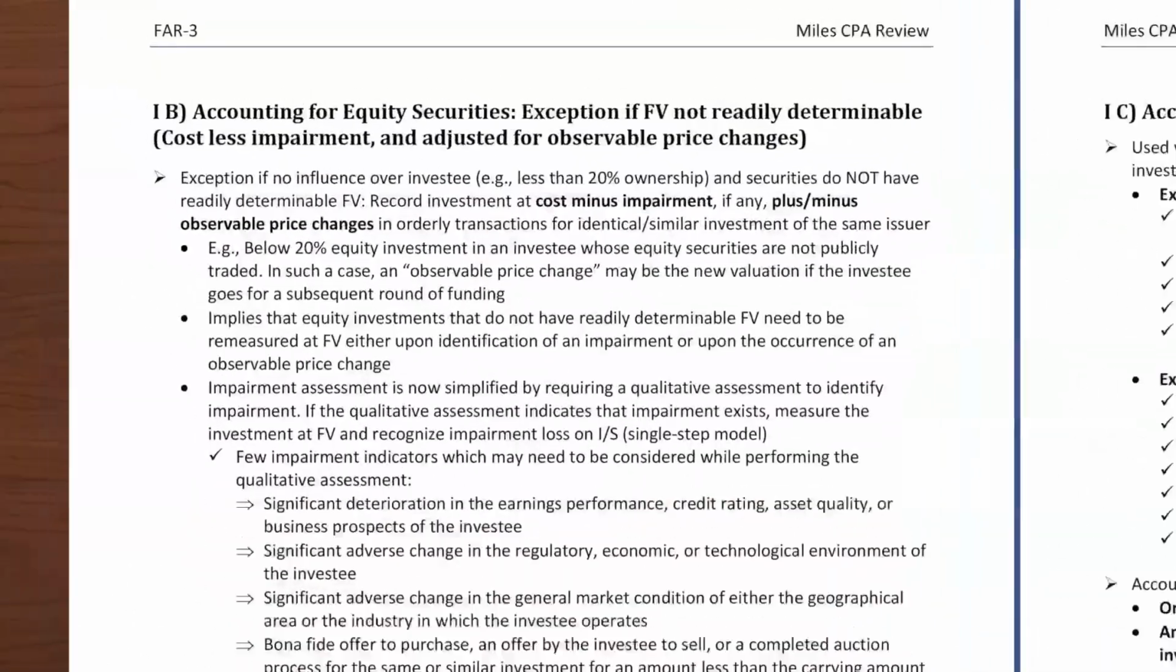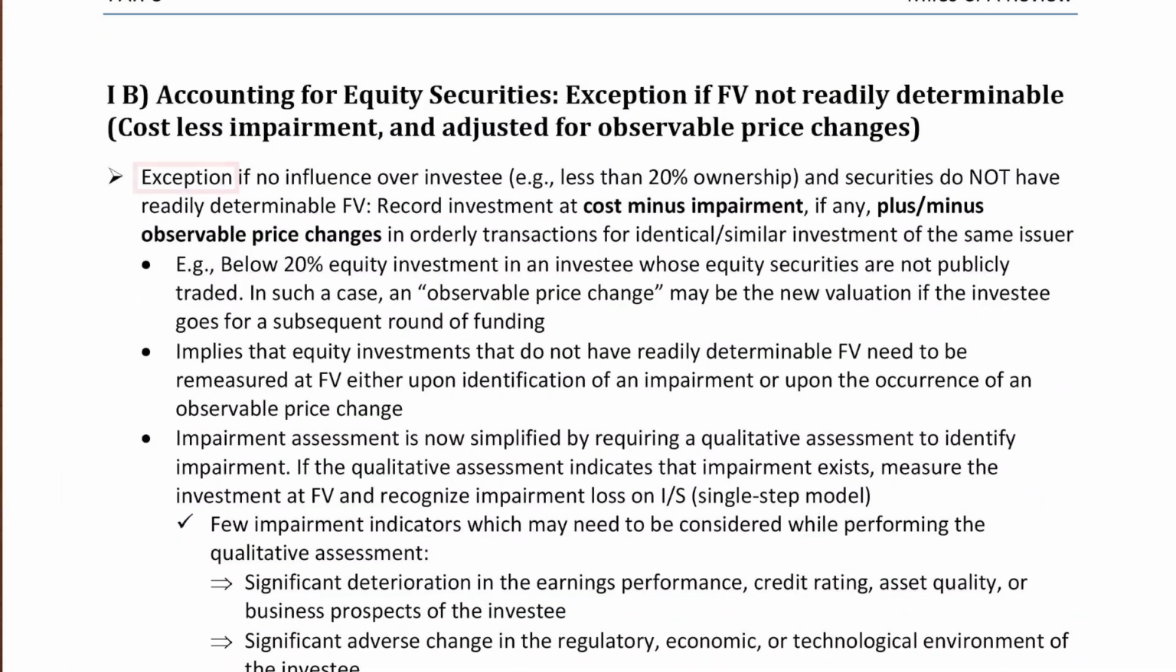On page 4, we're looking at the exception to account for investment in equity securities if the fair value of those securities are not readily determinable. And we use cost, which is adjusted for impairment as well as any observable price changes. So basically the scenario is no influence and fair value not readily determinable, the exception.